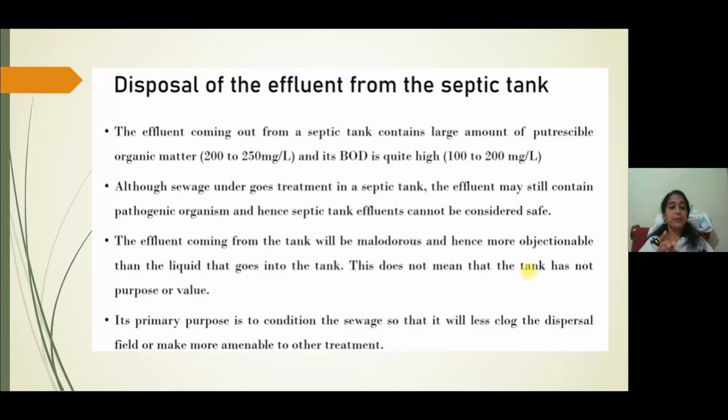The effluent coming from a tank will be malodorous and hence more objectionable than the liquid that goes into the tank. This does not mean that the tank has no purpose or value. Its primary purpose is to condition the sewage. That is, anaerobic action takes place, most of the volume of the sludge is reduced, and it will less clog the dispersal field or make it more amenable to other treatment.